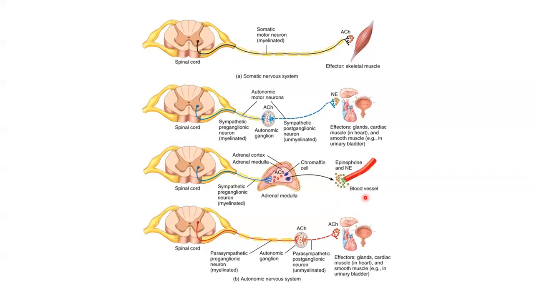Now, on the topic of neurotransmitters, all of our somatic motor neurons release the neurotransmitter acetylcholine. Our chromaffin cells release epinephrine and norepinephrine. And our other autonomic motor neurons release either acetylcholine or norepinephrine.